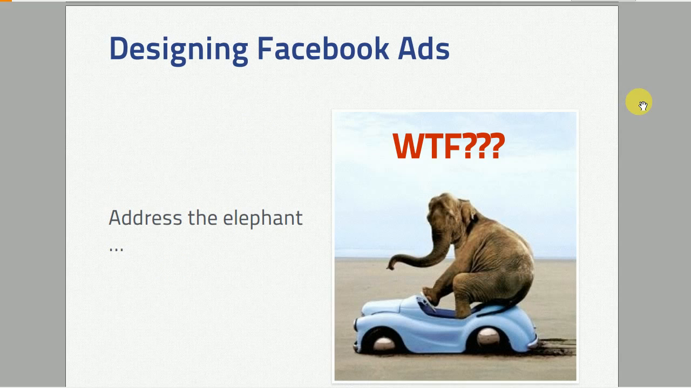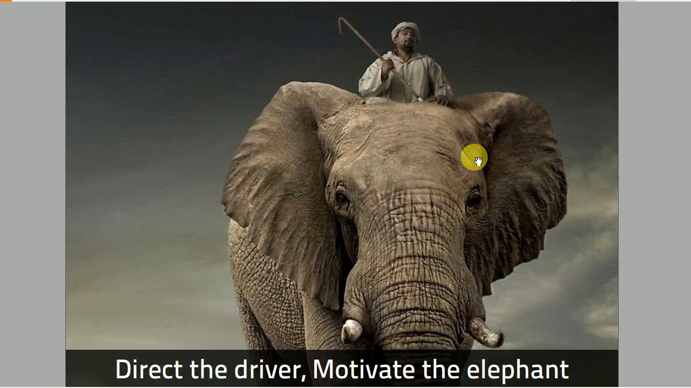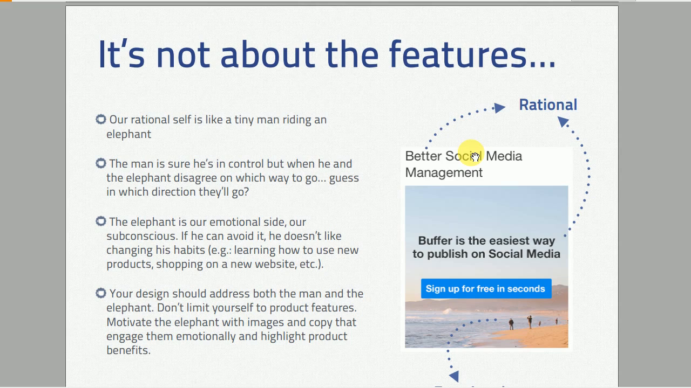Address the elephant. What's the big elephant in the room? Look at this. This image itself is catchy enough. Make sure your image is catchy. Address the elephant, direct the elephant, and motivate the elephant. It's not about the feature. People don't think about features. People think about benefits. People think about emotional things. A rational self is like a tiny man riding an elephant. The man is sure he's in control, but when he and the elephant disagree on which way to go, guess in which direction they will go. Of course, the elephant's way.